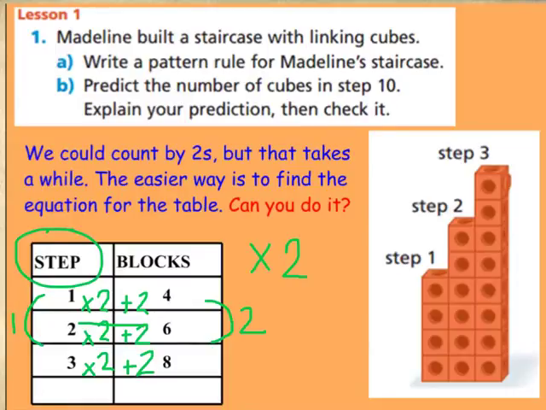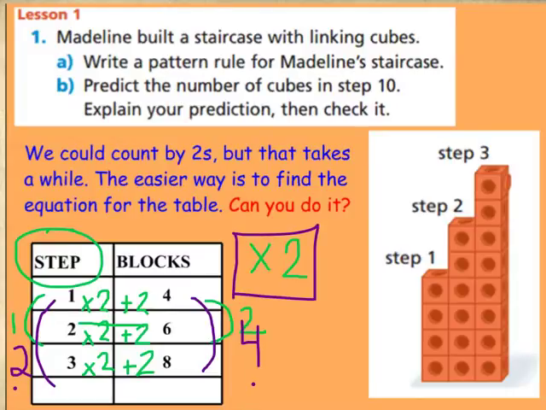That would work if I did it on another area too, like if I went 1 and 3, the difference is 2, and then 4 and 8, the difference is 4. 2 times 2 is 4. It would still give me times 2. That's the quick way to find equations for tables.